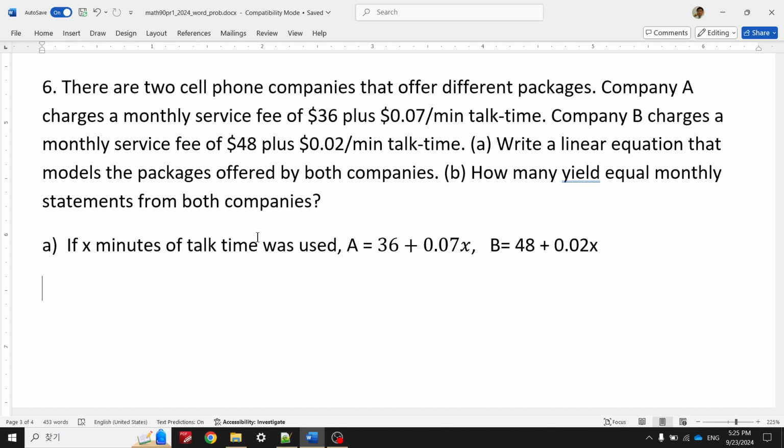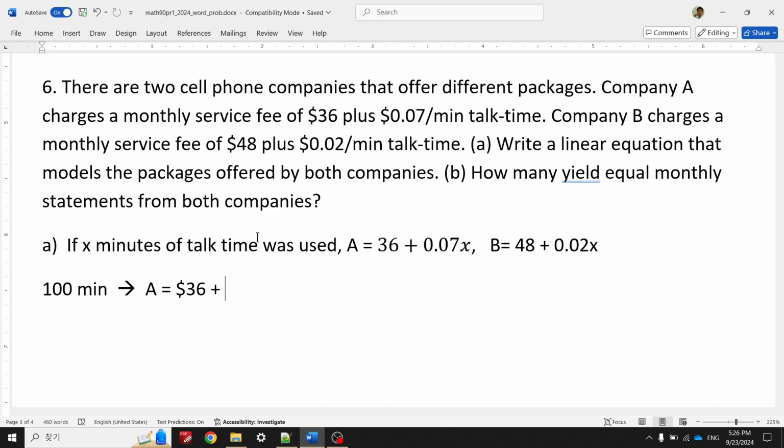So suppose you're using 100 minutes. How much would company A charge? Well, they're going to charge you $36 no matter what, right? But in addition, 100 minutes of talk time, how much is that? What's the price for 100 minutes of talk time?